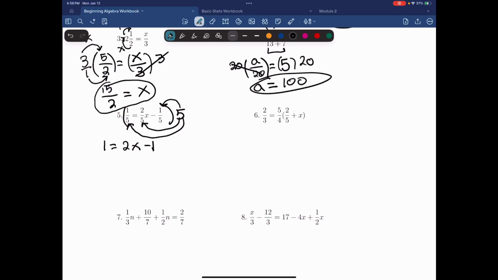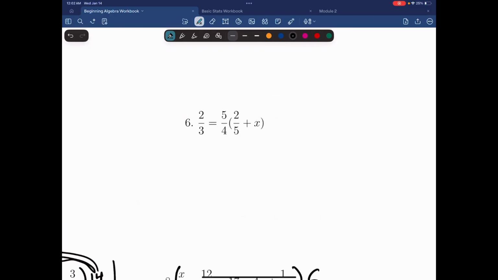And then we solve this like all the other linear equations we've seen before. So I'm going to add 1 on both sides, and we get 2 equals 2x, and then I'm going to divide by 2 on both sides. So we get x equals 1.